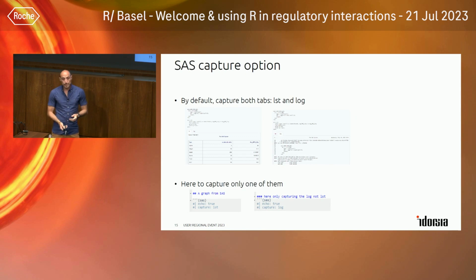Last but not least, this is a way to configure the SAS chunk. You get the SAS chunk, and below you have two tables: one is for the LST and one is for the log. You can switch between both, and maybe you want to get only the log, maybe only the LST, or maybe you want to hide everything. By default, it's showing everything, but here's a way in Quarto to specify your chunk options.